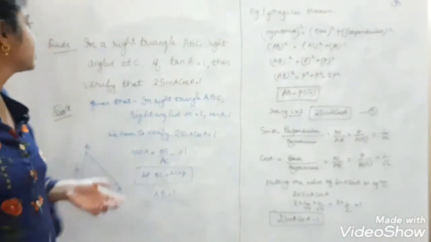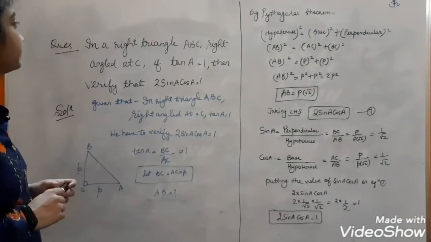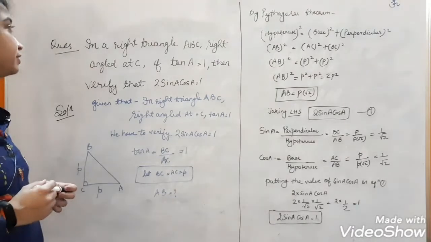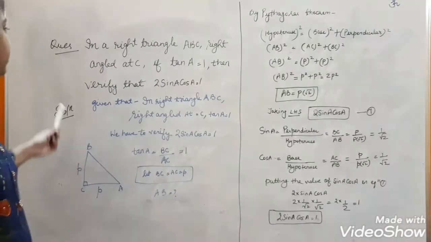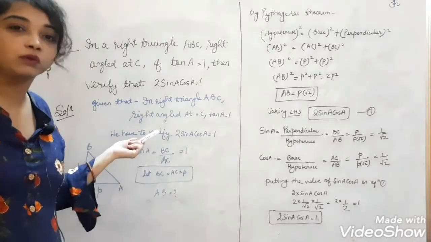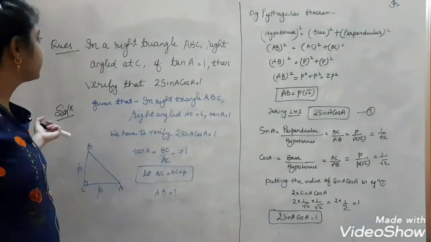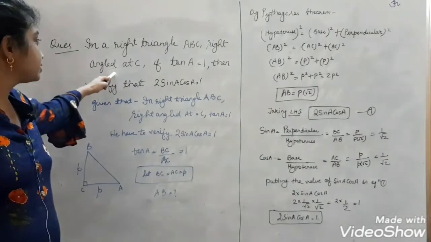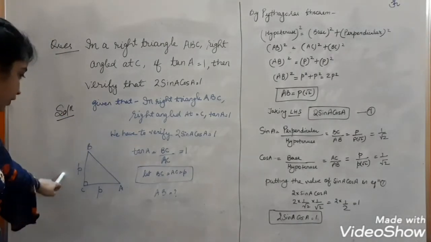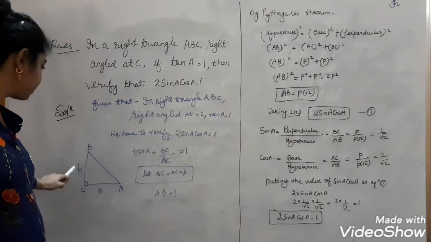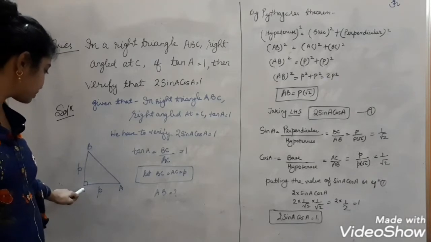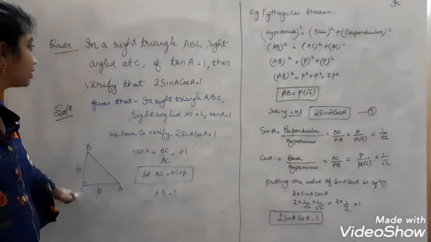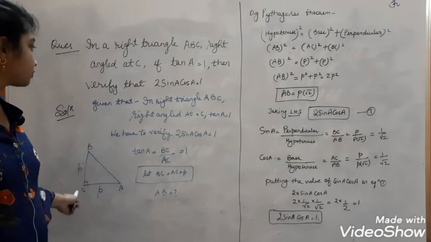Next question is, in a right triangle ABC right angled at C, if tan A is equal to 1, then verify that 2 sin A cos A is equal to 1. What we have given is that right triangle ABC, angle C is 90 degrees. We are drawing the right triangle here. It's right angled at angle C and tan A is equal to 1.